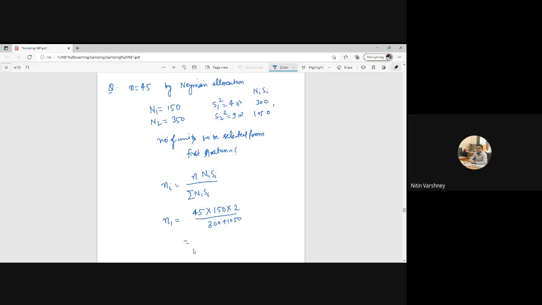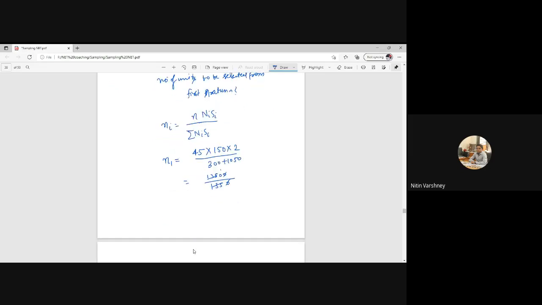This will be the answer, 1350. We will simplify this, and n1 is equal to 10. So directly I can tell what n2 will be: 45 minus 10, that is 35.